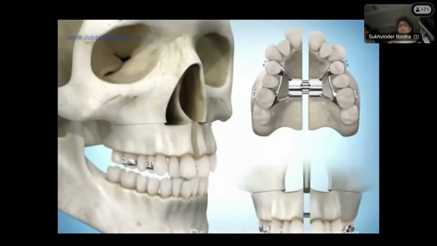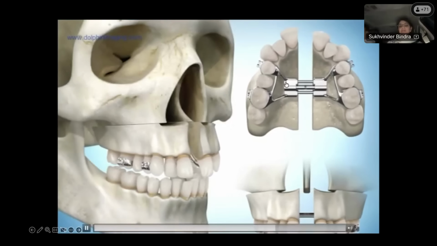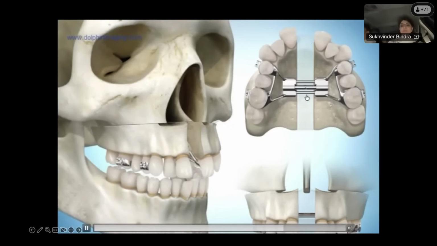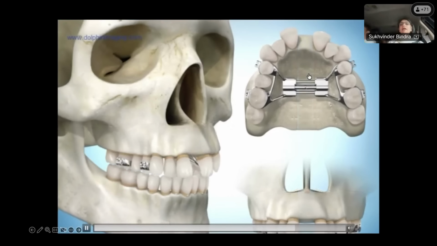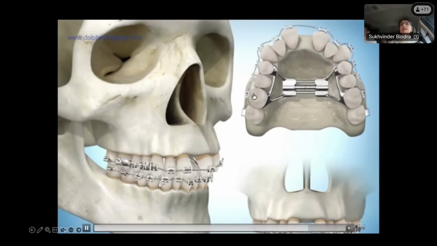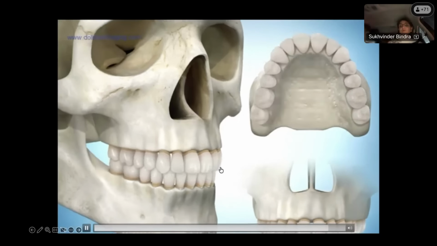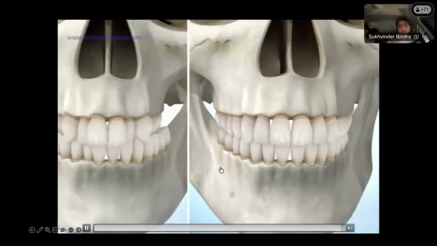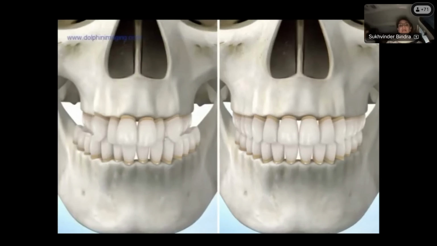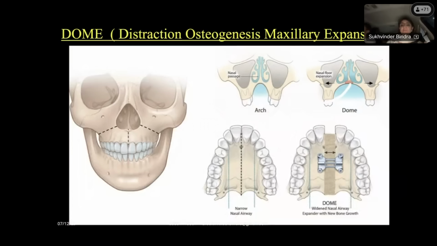When adequate expansion is achieved, after that there is a consolidation period. And then we start aligning the teeth, because ultimately the patient has to eat also. So this is how pre and post surgical expansion cases look. This is the same procedure, but here there is a change in the device. The device which I showed you in the video was anchored on the teeth. That was a tooth-borne device which is used in SARME.